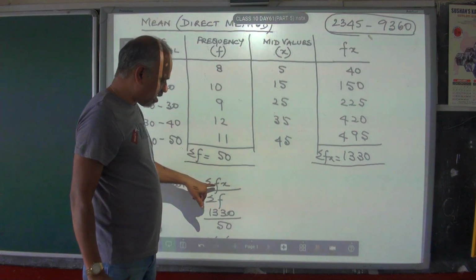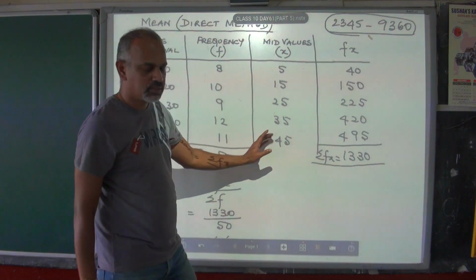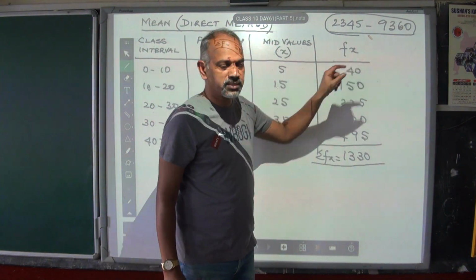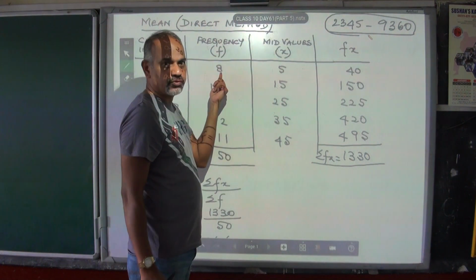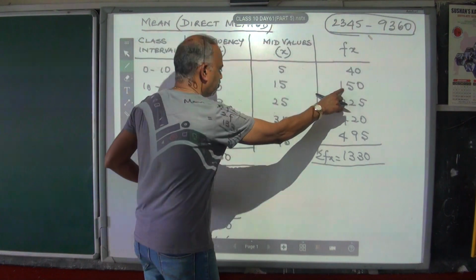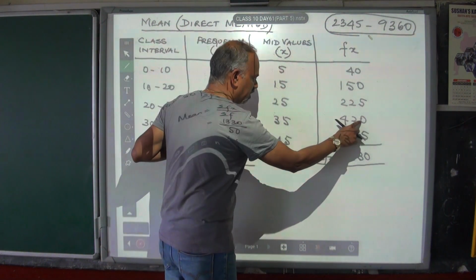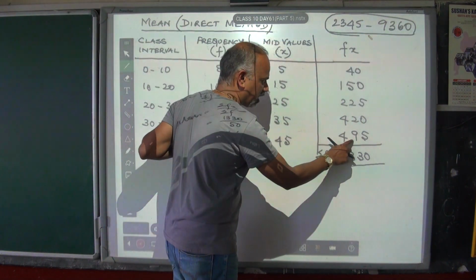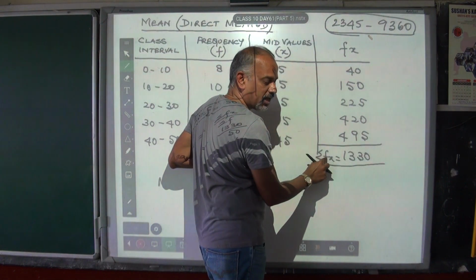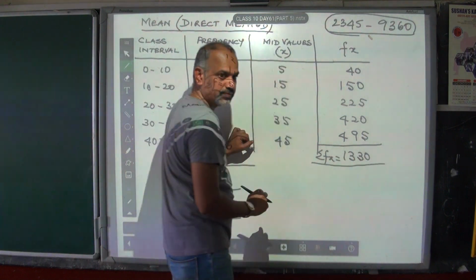You have to find sigma fx. These are f values, these are x values. So there is a fourth column that you have to find, that is f into x. F for the first one is 8 into 5 gives you 40, 10 into 15 is 150, 9 into 25 is 225, 12 into 35 is 420, and 11 into 45 is 495. If you add all these fx values, you will get sigma fx. By adding all this, you will get 1330.